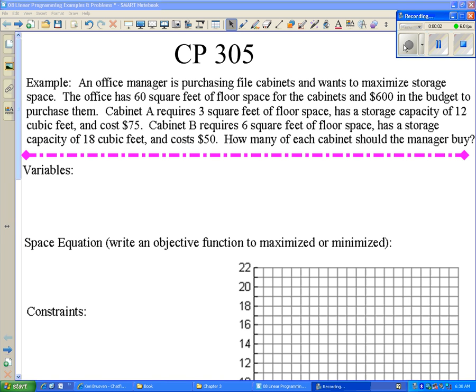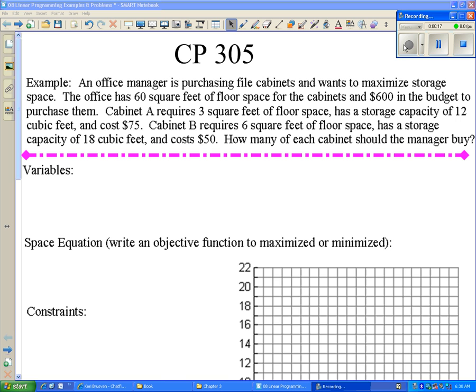So here we go. This is day 2 of linear programming. How do we apply this linear programming? How do we take this linear program to the next step? How do we look at how this is used in a real life situation?